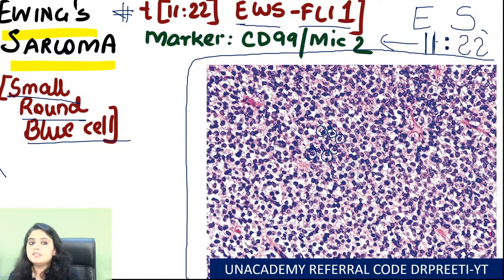EWS stands for Ewing's sarcoma. So EWS-FLI1 fusion. And what is the marker? CD99 or MIC2. Marker is CD99 or MIC2.